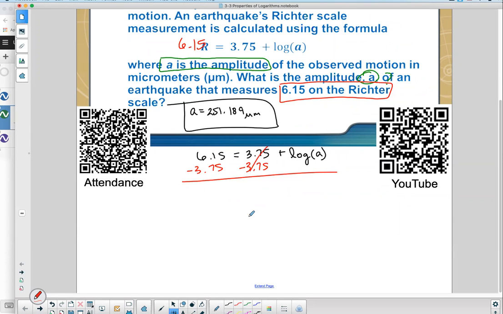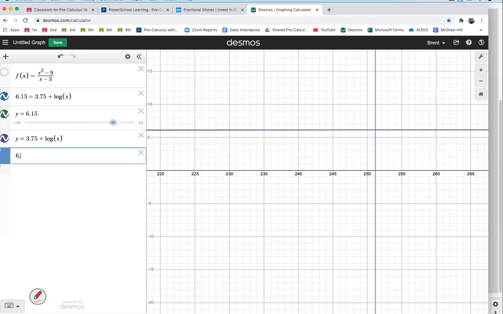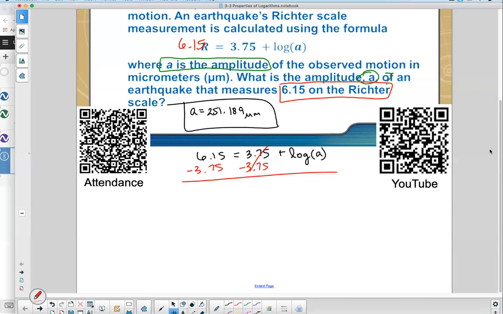Good, Joshua, Pamela, same thing. So when I subtract that, I get 2.4. So 2.4 equals the log of A. Okay, so a question from last class. This is called a common log. When you see a log and it does not show a base down here, the base is a 10. When do you put an e? When it's a natural log, ln, that's correct. But this just says log, that means the base is 10.